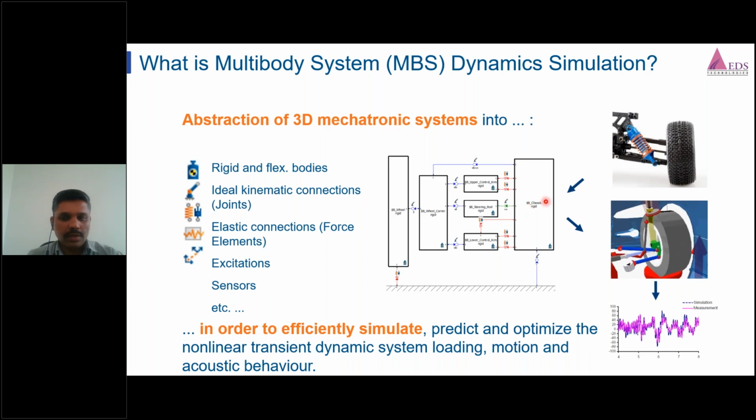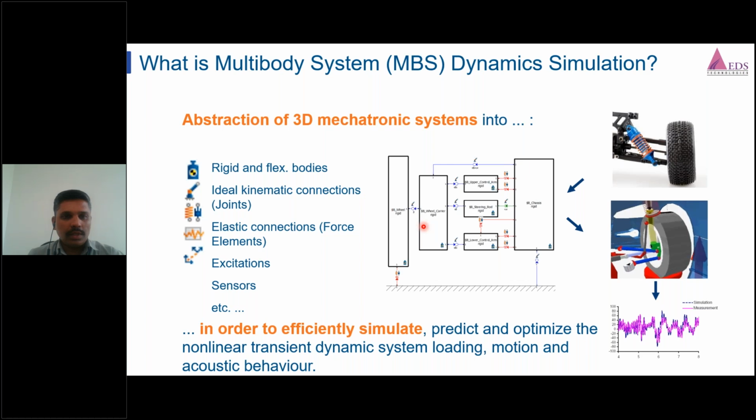Here we can see the bodies: chassis, wheel, upper control arm, lower control arm, and it shows how these bodies are connected to each other. The blue ones represent the joints. The red ones are the force elements. Here we can see which force elements are there. With this 2D topology, we can understand how these bodies are connected to each other.